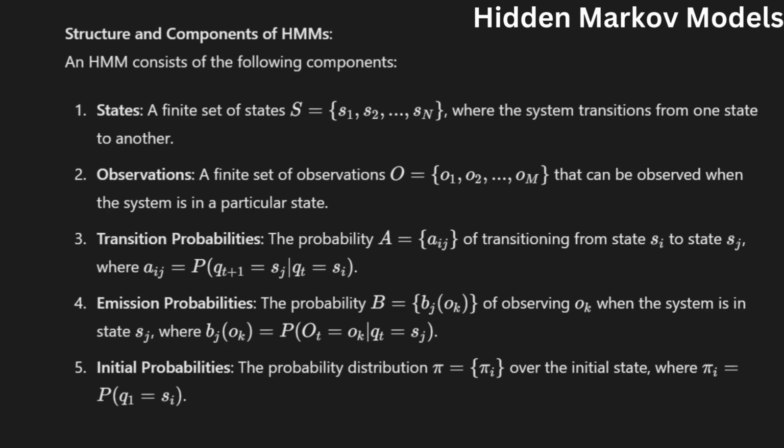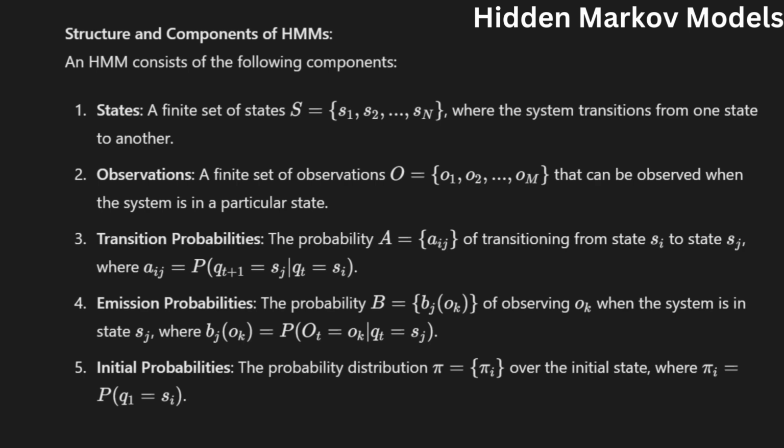Okay, so the basic concepts. Hidden Markov models are statistical models that are used to represent systems that follow a Markov process with hidden states. In a hidden Markov model, the system is assumed to be a Markov process with unobservable or hidden states. However, each state emits observable output which provides indirect information about the hidden states.